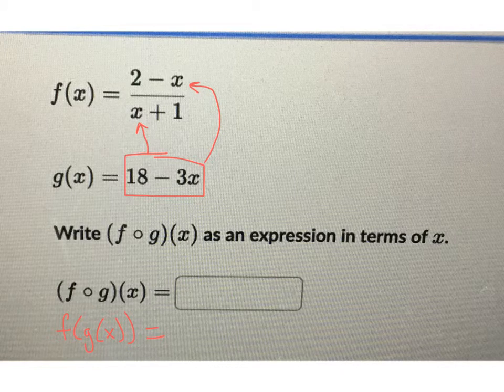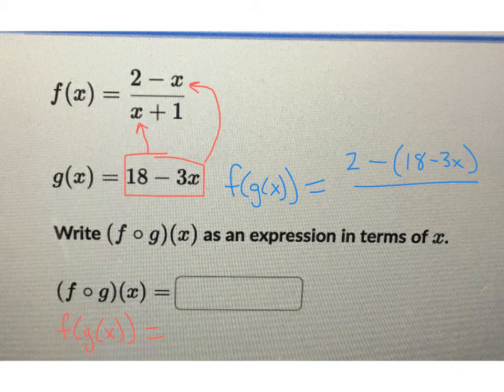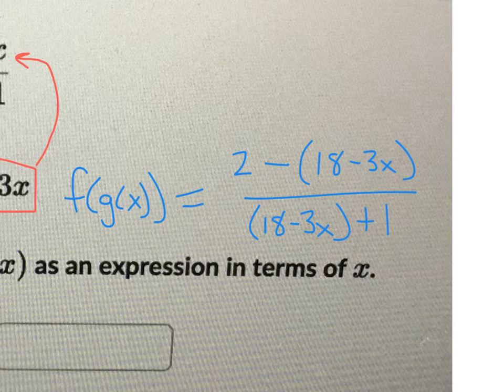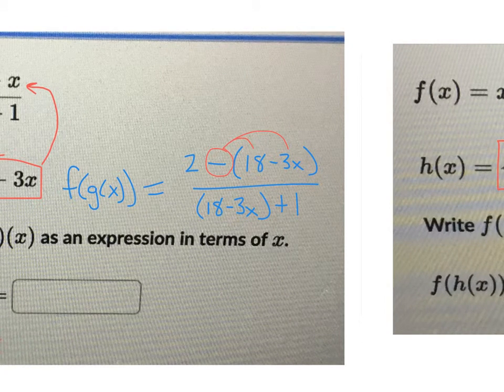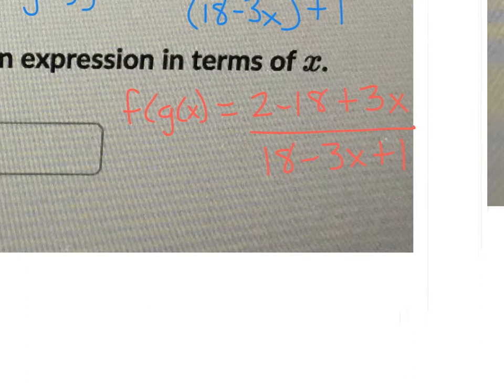So here we go. So I've got f of g of x equals 2 minus, and then everything that g of x is, 18 minus 3x. And on bottom, I've got 18 minus 3x plus 1. And so now, at this point, it's all about you just simplifying it correctly. Okay? So the first thing I got to do is take this negative and distribute it into the parentheses. Okay? So when I do that, I have f of g of x equals 2 minus 18 plus 3x all over 18 minus 3x plus 1. And then my last step is just to combine like terms.